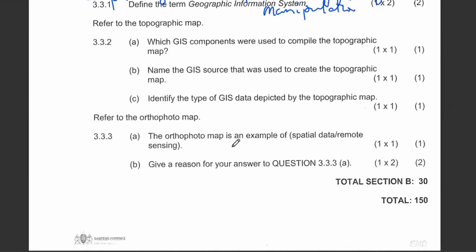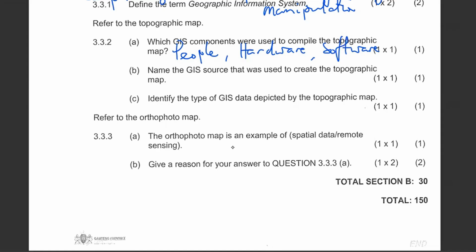Right, which GIS component were used to compile the topographic map? The components of GIS to compile the topographic maps. Under that one, there are so many aspects of GIS, the components. We need people to gather the data or to do the survey or the map. Or we can also look at hardware components like cameras being used to capture the information. Or we can also use software components to correct distortions on the map. So those are some of the components.